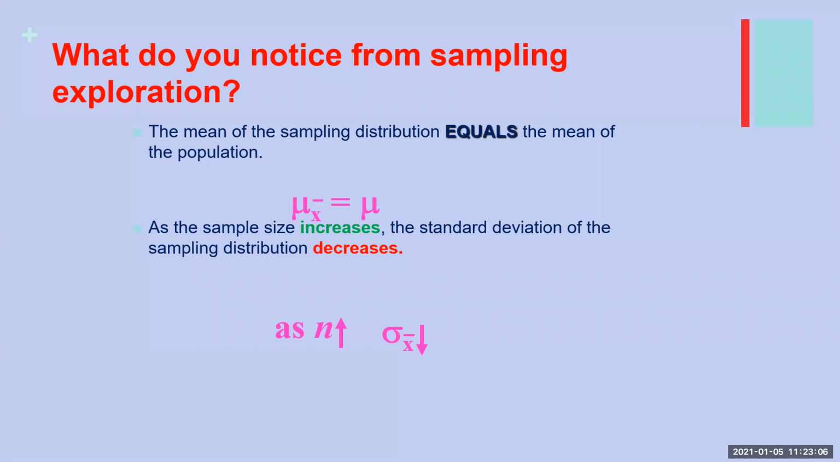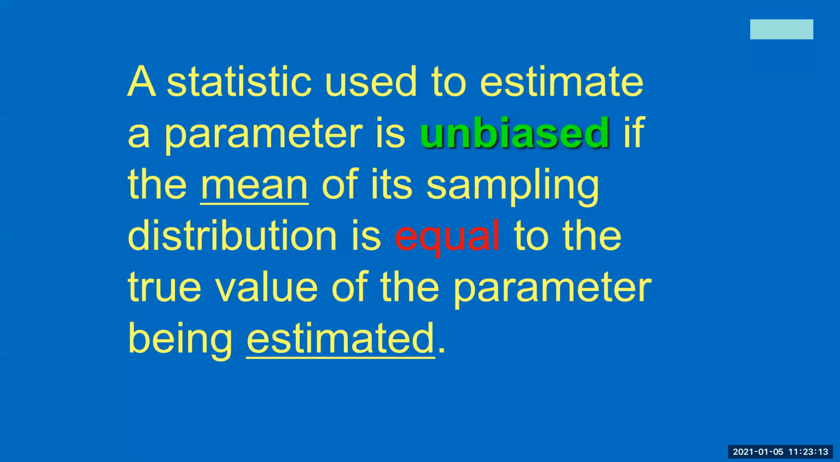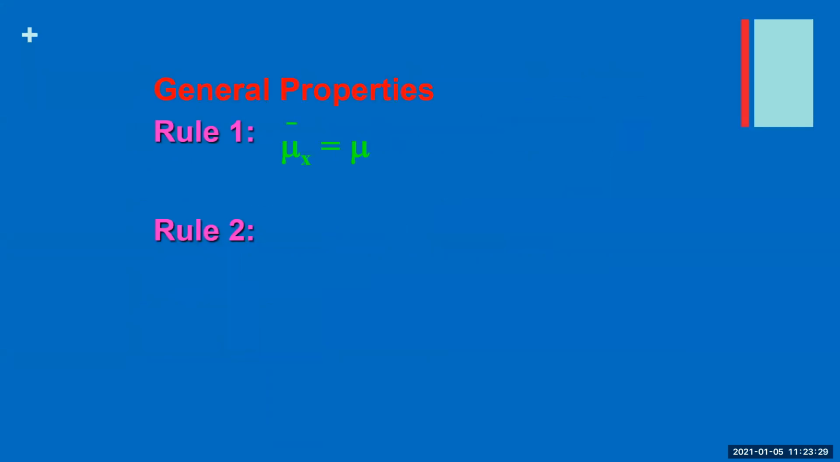Because again, the more data we have, the more accurate we are; in case we do have a data point that's further out, it's not affected as much. So again, a reminder of what an unbiased estimator is. A statistic used to estimate a parameter is unbiased if the mean of its sampling distribution is equal to the true value of the parameter being estimated. And as we've previously said, your sample mean equals your population mean always, but your standard deviation is going to get smaller based on the larger sample size.